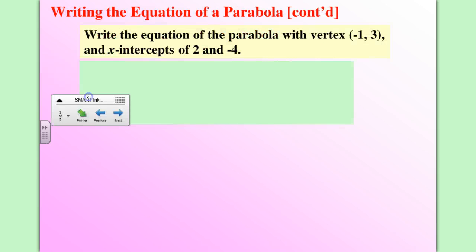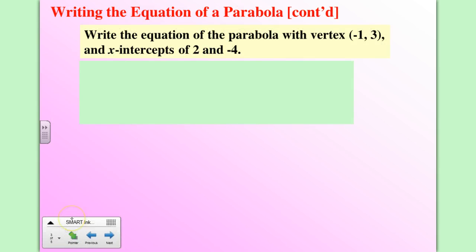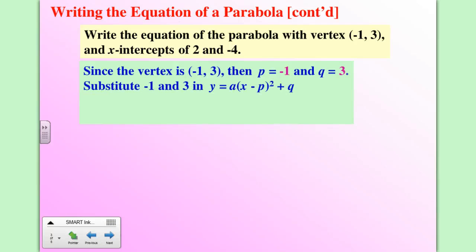Okay? In question 2, we got a different one now. Write the equation of a parabola that has a vertex of (-1, 3) and x-intercepts of 2 and 4. And sometimes it's helpful for you to draw it. But again, because you know the vertex, you can substitute -1 and 3 into your formula, and you know that this graph is a times (x minus -1) squared, which is a(x plus 1) squared plus 3. You know that because of the vertex. This thing is 1 to the left and 3 up. How has it been stretched?